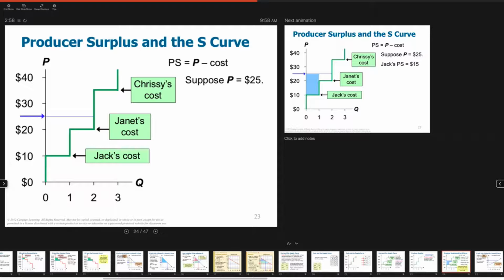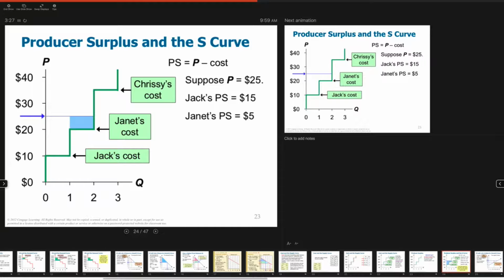Okay, producer surplus and the supply curve. The price is $25. Jack's producer surplus is $15 because his cost is 10, and the gap between the cost and the price is where producer surplus falls. So what's Janet's producer surplus going to be? 5 is correct. So what's total producer surplus?